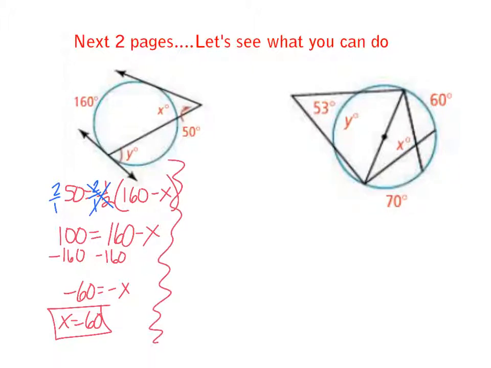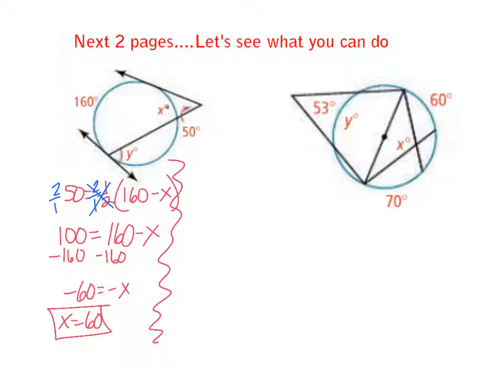Okay, so that's the first part. Now I'm going to work on y. This one's a little weird. We haven't really done one like this, but this actually still works. If I'm looking for this angle, it is an inscribed angle, and it's going to be half the intercepted arc. So this angle y is half of that arc. Well, I haven't really found that arc yet, have I? But I could get there.